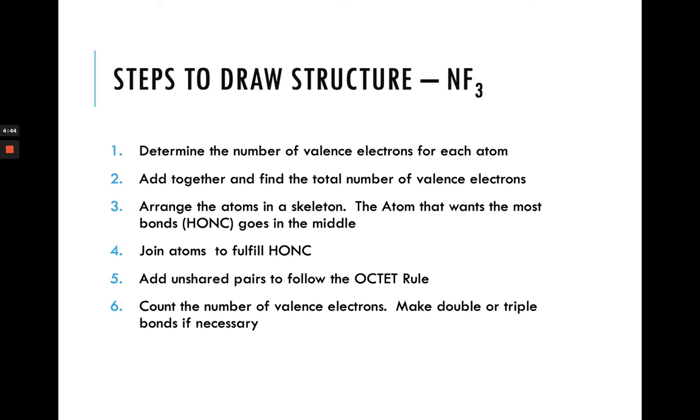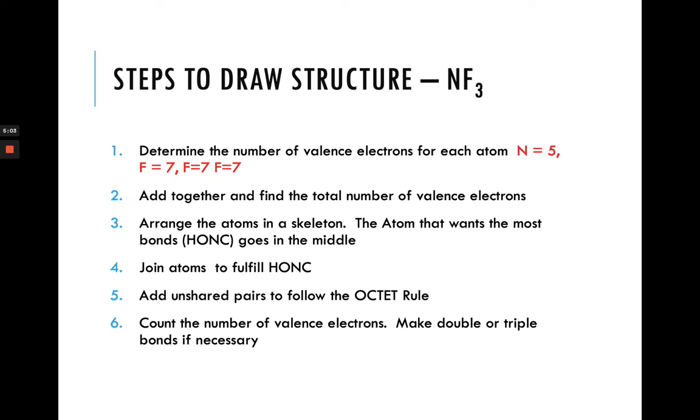Then you're going to add the unshared pairs to follow the octet rule so that everybody has that full outer energy level. Then you're going to count the number of valence electrons and see if you need any double or triple bonds in order to fulfill the octet rule and to use up your valence electrons.